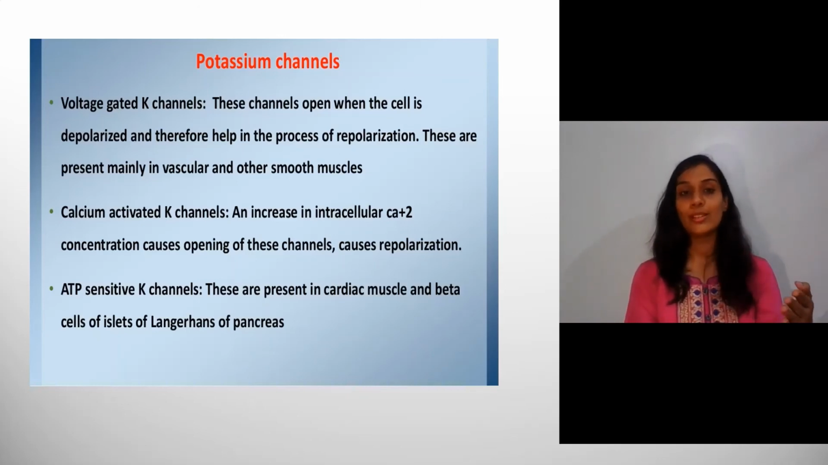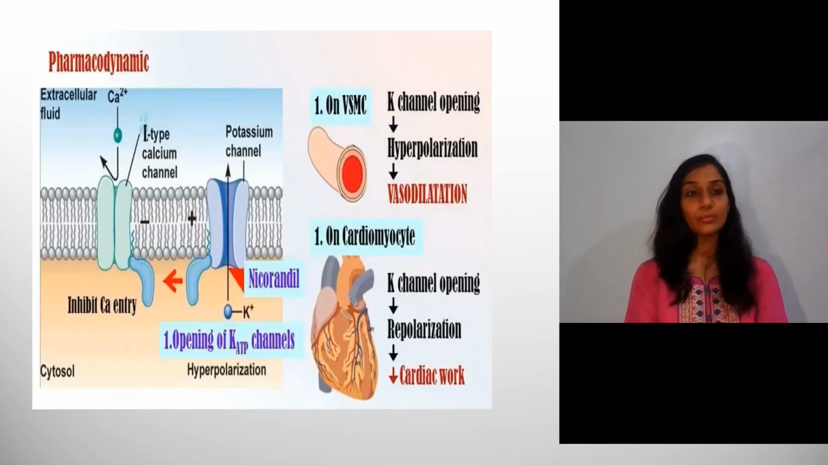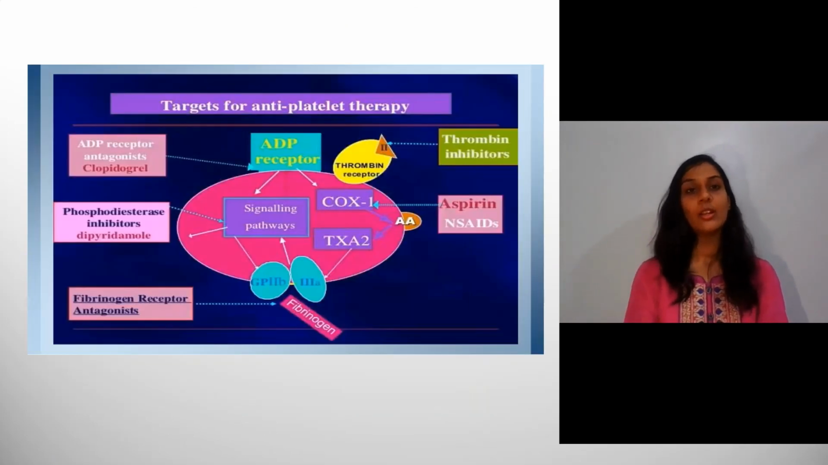Calcium activated potassium channels: an increase in intracellular calcium concentration causes opening of these channels, which results in repolarization. Then ATP sensitive potassium channels are present in cardiac muscles and beta cells of islets of Langerhans of pancreas. Then the pharmacodynamics, so how it is acting. On vascular smooth muscles, potassium channel opening causes hyperpolarization which results in vasodilatation, and on cardiomyocytes it causes repolarization which decreases cardiac work.